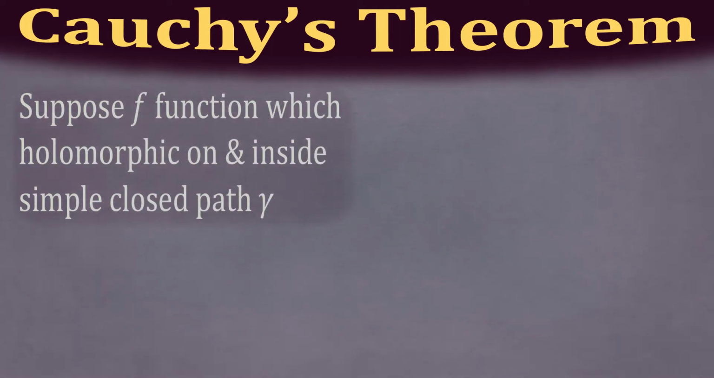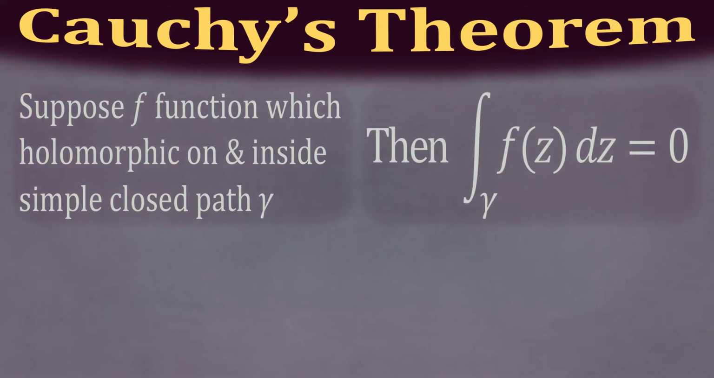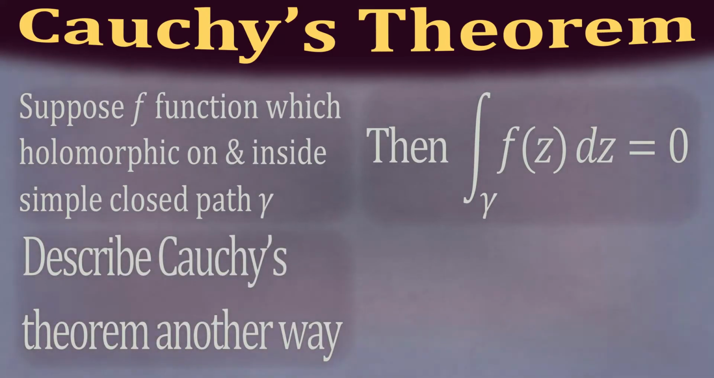Suppose f is a function which is holomorphic on and inside a simple closed path gamma. Then the integral over gamma of f of z dz is equal to 0. We can also describe Cauchy's theorem in another way.